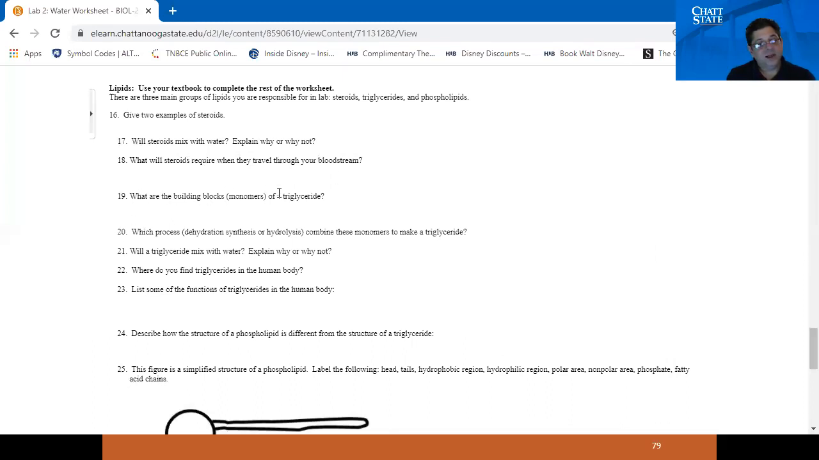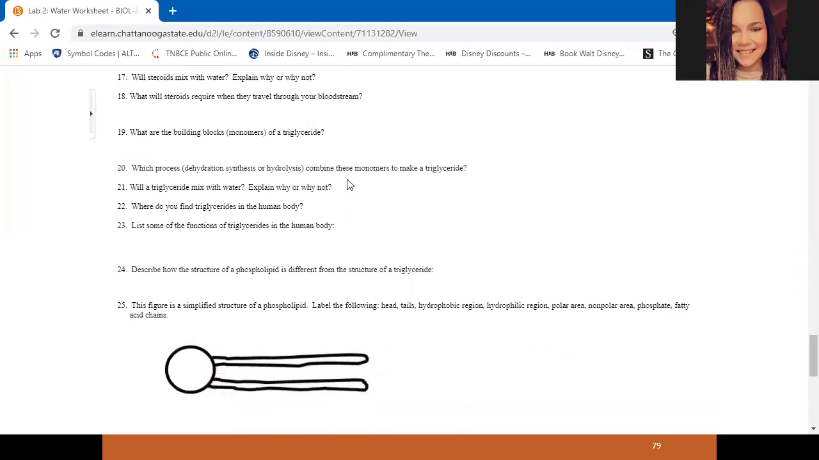So what are the building blocks and monomers of triglyceride? We did it before, the fatty acids and glycerol. Which process will combine these two together? The synthesis, right? Same old, same old. Will triglyceride mix with water? Nope, it will not. There's no charges to mix.